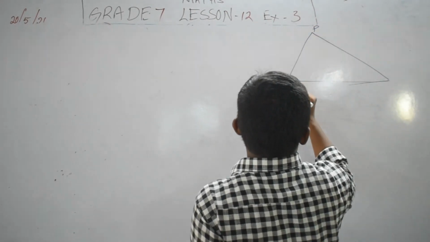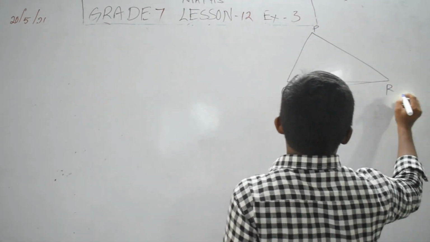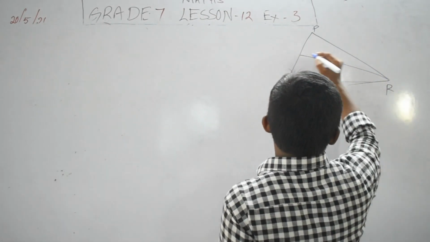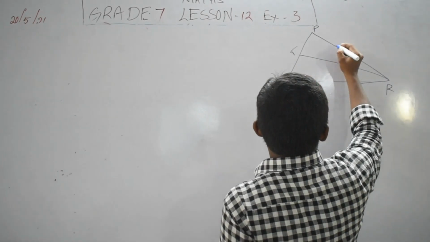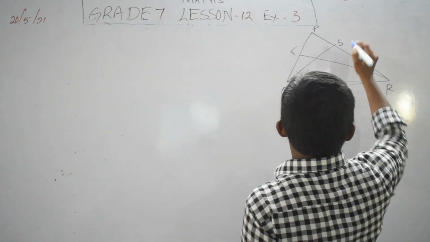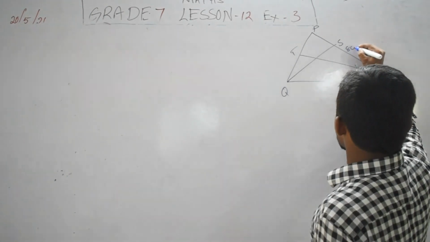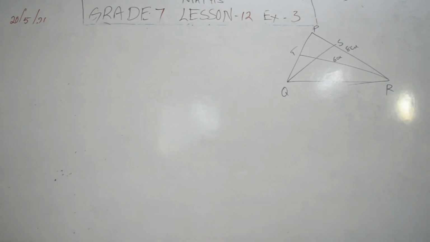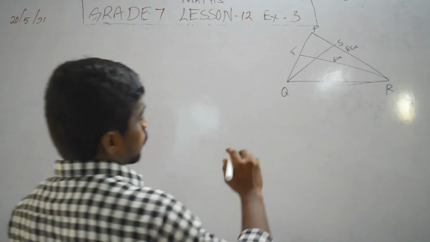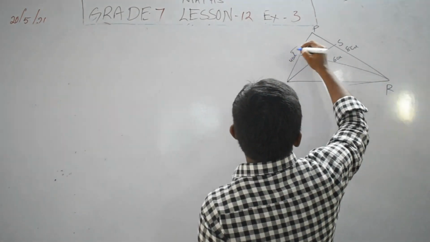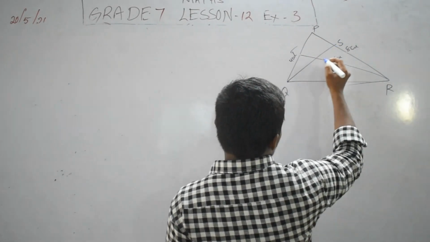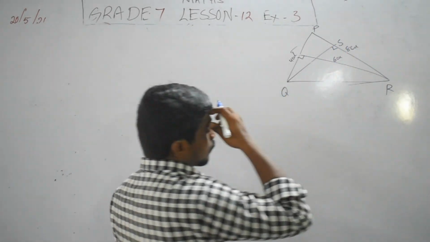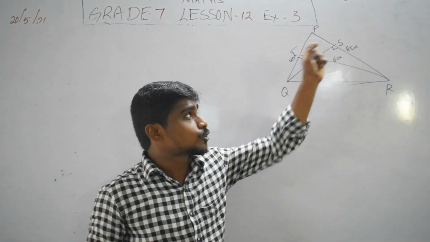Here P, Q, R. Here, this is T, this is S. So here 8 centimeters, here 6 centimeters, here 4 centimeters. Now, what is the length of the QS they are asking? What is the length of the QS?